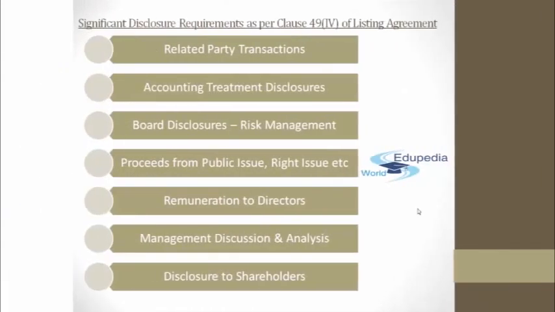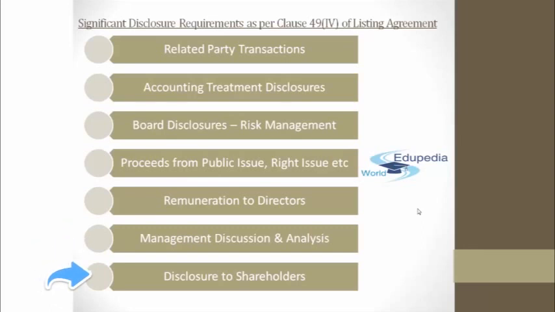So let's start the conversation with significant disclosure requirements as per clause 49 subclause 4 of the listing agreement. There are 7 major disclosure requirements. We need to have disclosure on related party transactions, accounting treatment disclosures, disclosures on board about risk management, about the proceeds from public issue, rights issue, preferential issue and so on, about the remuneration to directors, about the management discussion and analysis report (MDA), and finally about the disclosure to shareholders.